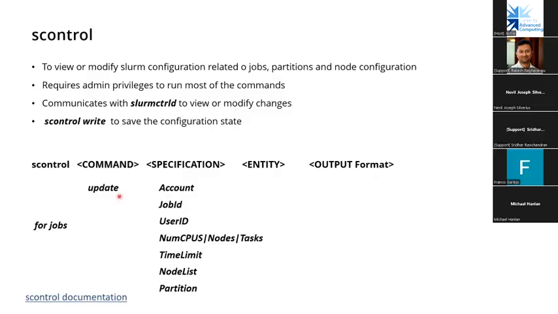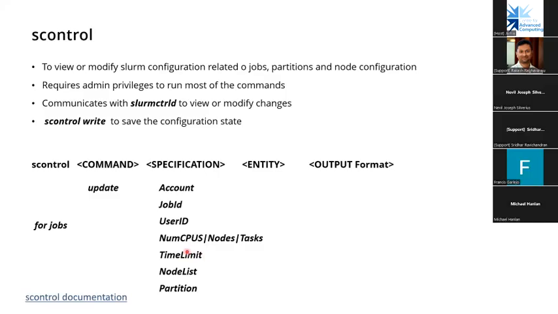for SControl. So if I want to run SUpdate, I have a couple of options available. I can update the accounting information or the job ID, user ID, number of CPUs available for a particular job. These are all for the jobs. I can increase the time limits or decrease the time limits. An end user, I believe, can decrease the time limits, but not increase the time limits. If we want to increase the time limits, someone with admin privileges has to do it.